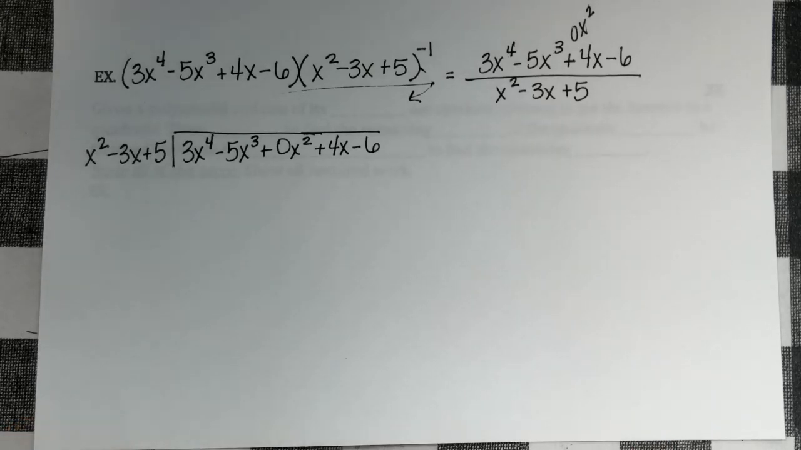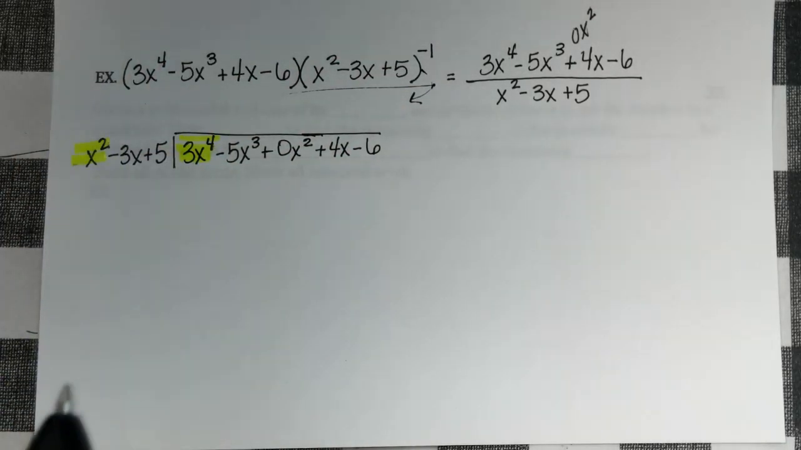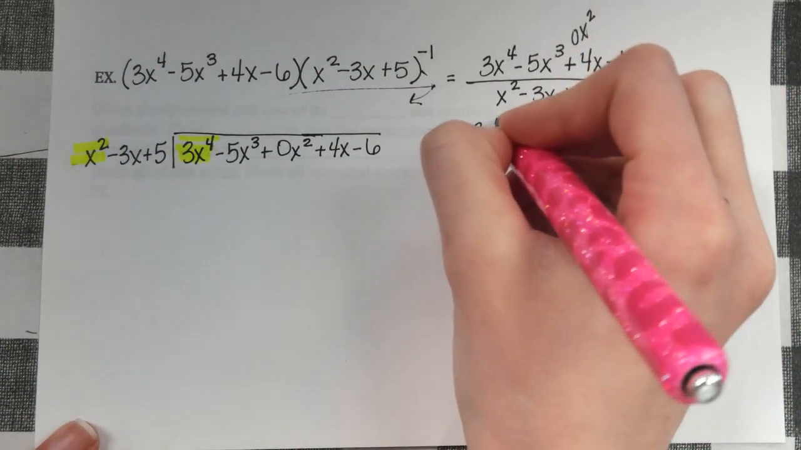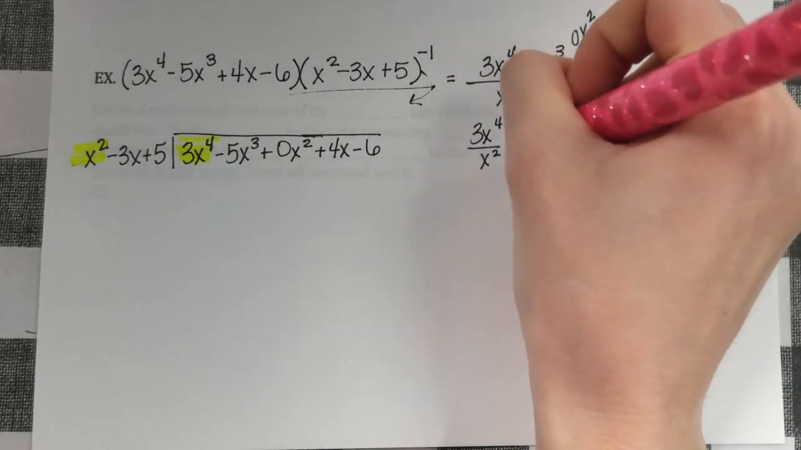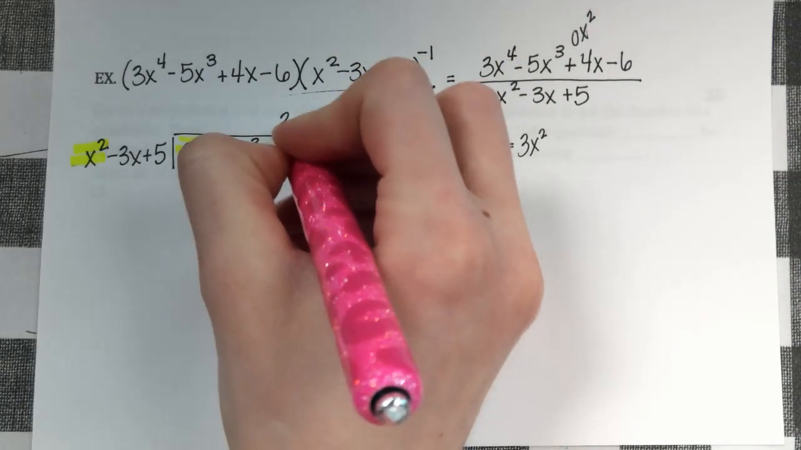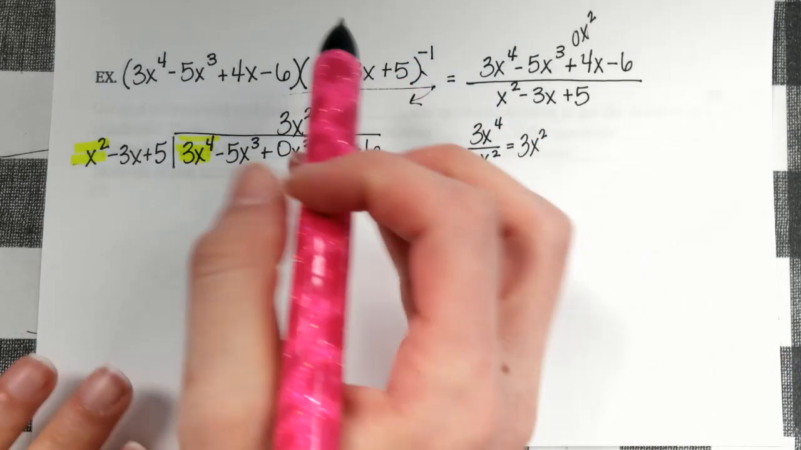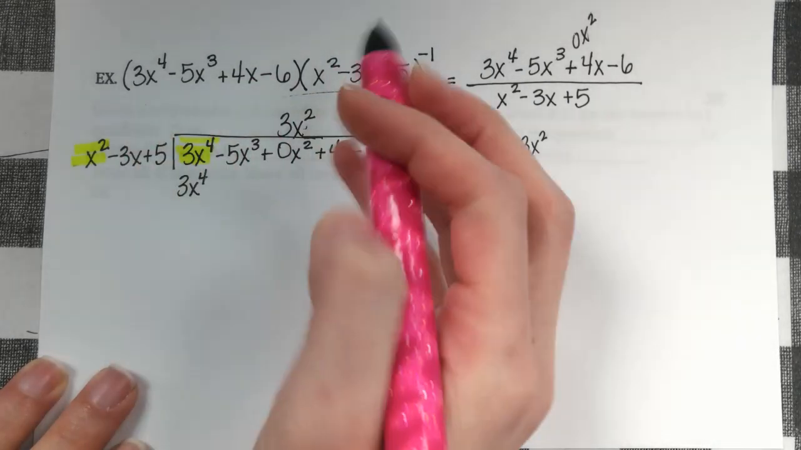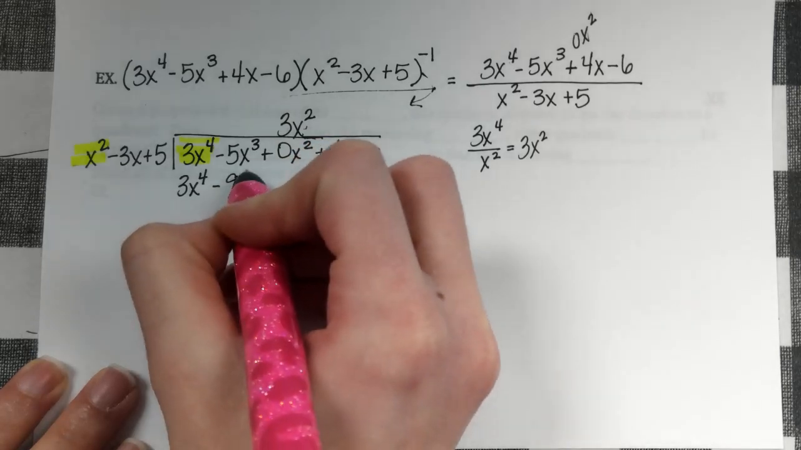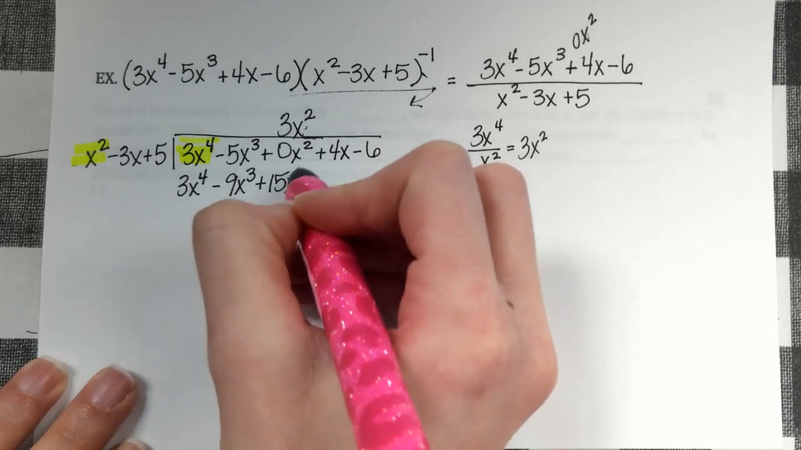Okay, so then when we start, we're going to look at 3x to the fourth divided by x squared. What is that going to leave me with? 3x squared. So I write that 3x squared over its like term in the dividend. And then I multiply. 3x squared times x squared gives me 3x to the fourth. 3x squared times negative 3x is a negative 9x cubed. 3x squared times 5 is 15x squared.